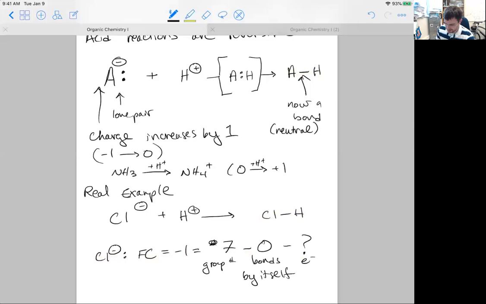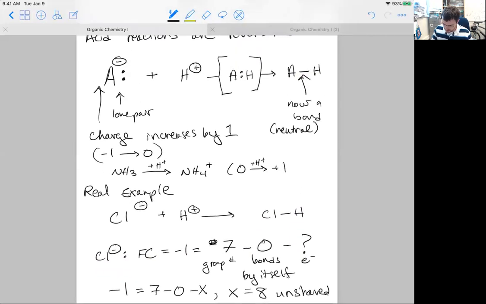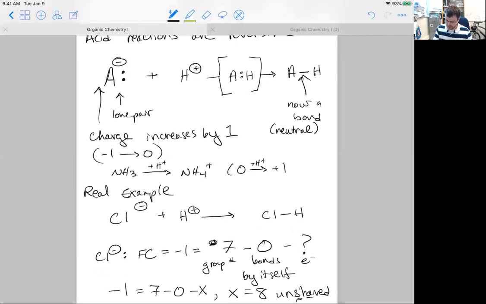So what we really need to solve is the number of unshared electrons it has. If we solve for -1 equals 7 minus 0 minus x, then x is equal to 8. Okay, so we have 8 unshared electrons around our chlorine atom. That comes from 4 lone pairs of electrons.